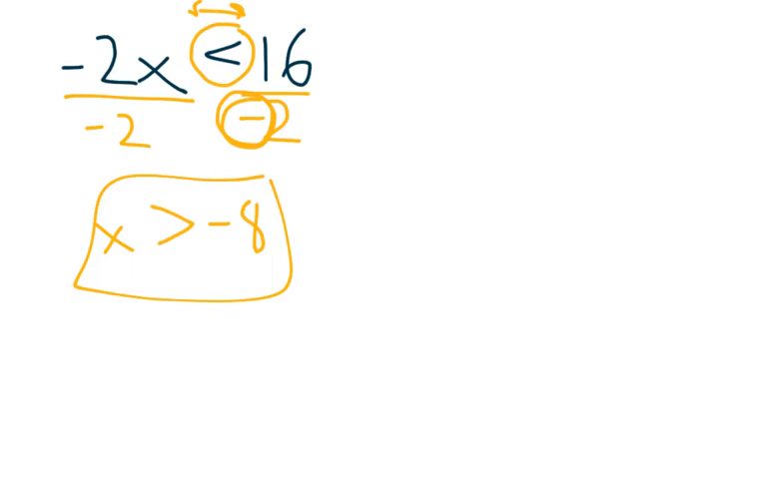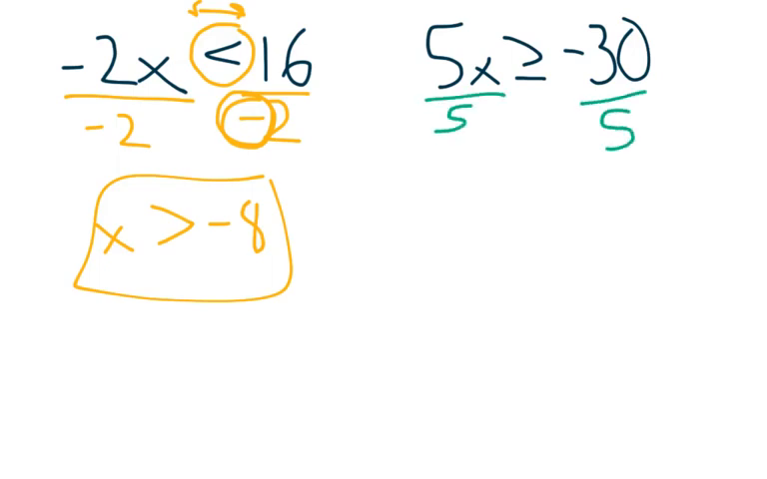Now, be careful. Some people oversimplify the rule and think that anytime you multiply or divide, you have to flip. So if you had something like 5x is greater than or equal to negative 30, guess what? You just divide by 5. You're dividing by a positive number. Even though there's a negative right there, that doesn't mean we flip. The coefficient needs to be negative. Since the coefficient is not negative, x is going to be greater than or equal to negative 6.